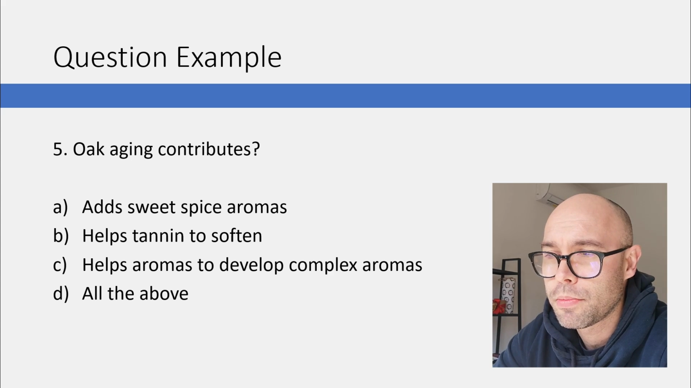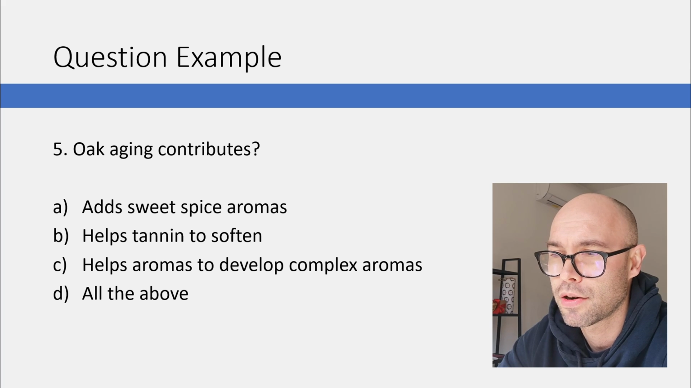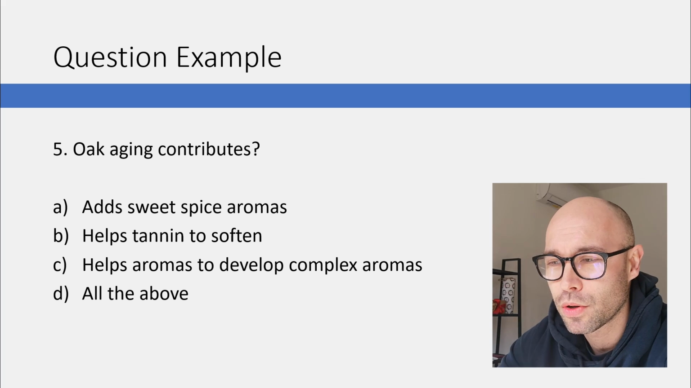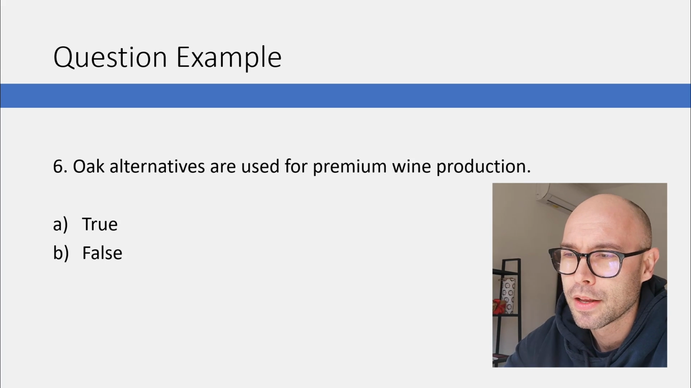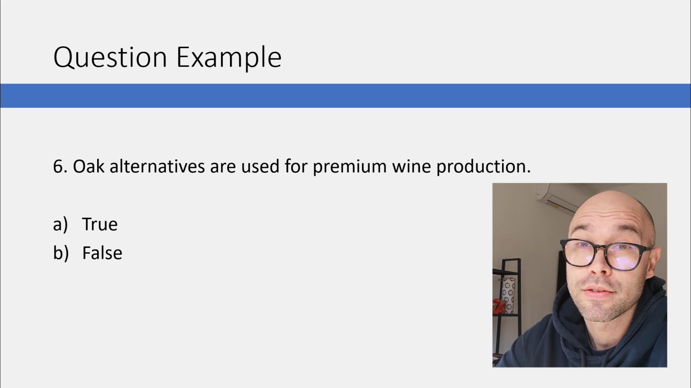Oak aging adds sweet spice aromas, helps tannins to soften, helps wine to develop complex aromas, or all the above. The correct answer is D, all the above. Oak alternatives are used for premium wine production. True or false? This is false.